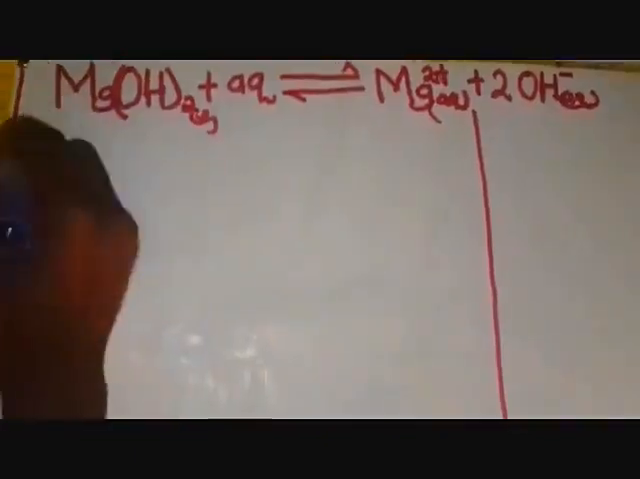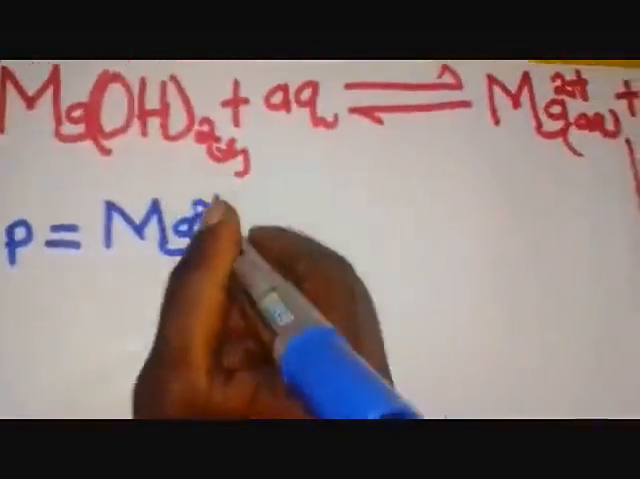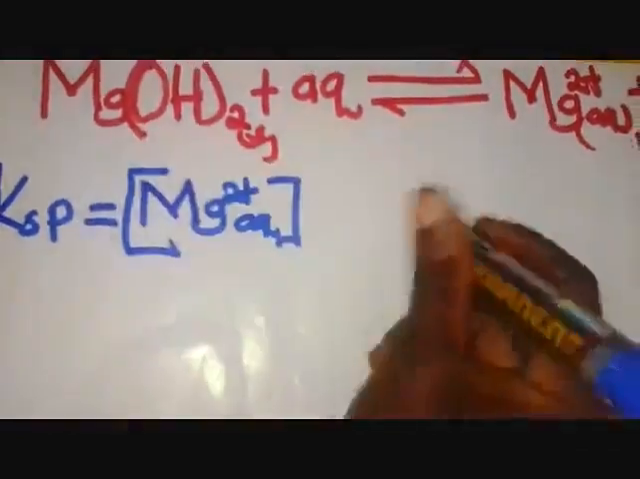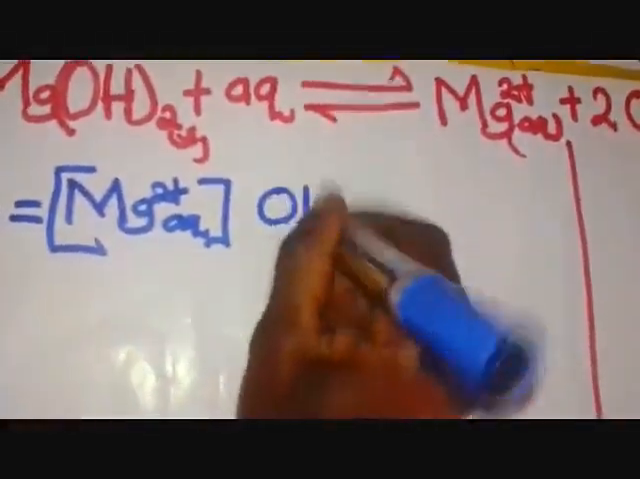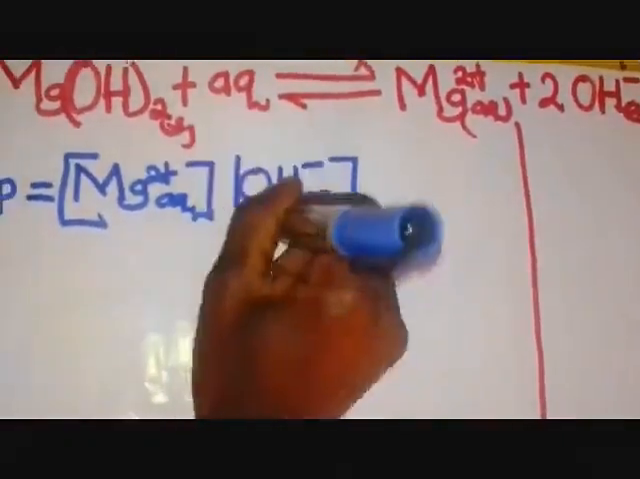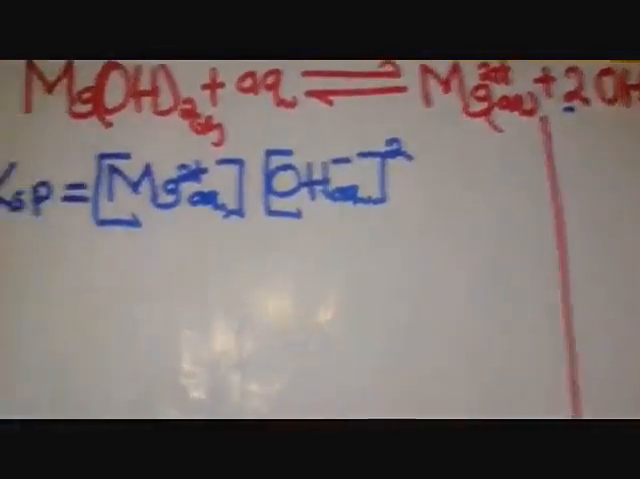Now, after writing the equation, we are going to write the Ksp expression. So we say Ksp is equivalent to the concentration of magnesium ions, then square brackets, don't forget them, then times the concentration of hydroxyl ions. But remember here we said you have to raise to the appropriate power. This 2 here, we have to put it there. After doing that, we solve our question.